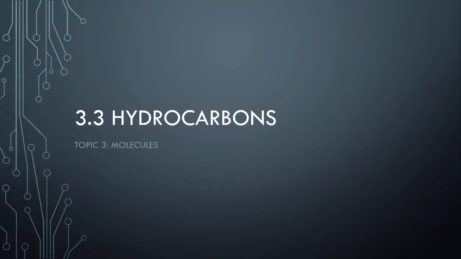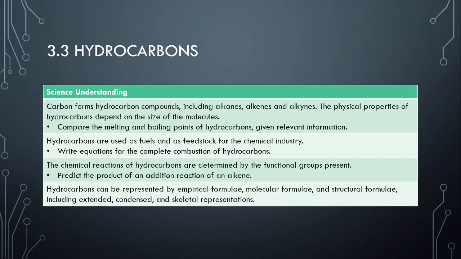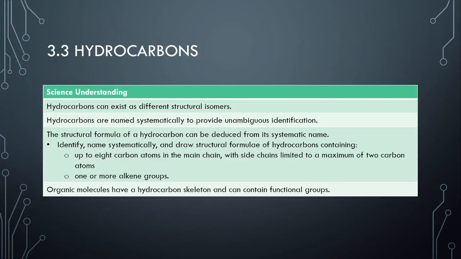Okay, hello everyone. This is part 4 of 3.3 hydrocarbons. In this video, we'll be covering, go to the third slide, the second and third boxes there. Hydrocarbons are named systematically to provide unambiguous identification. So the naming of hydrocarbons. And after that, the structural formula of a hydrocarbon can be deduced from its systematic name.